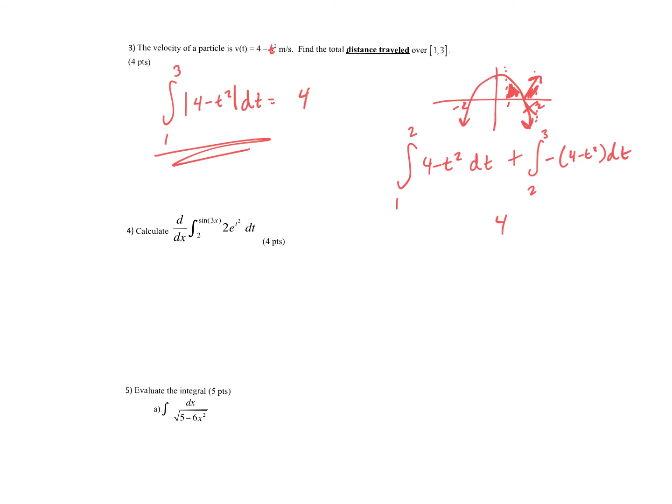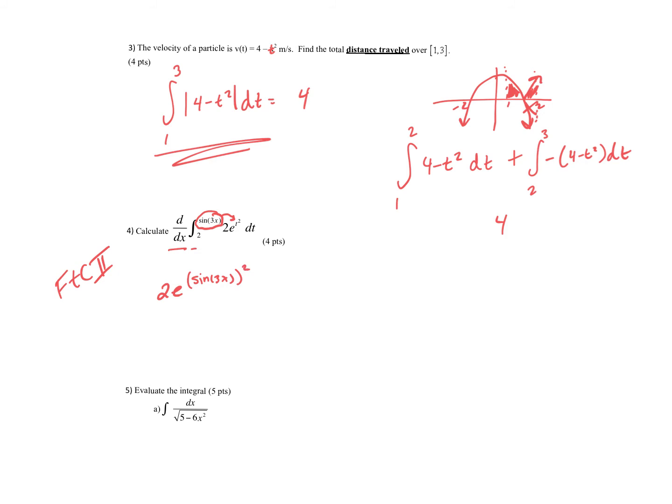Question 4. Okay, this is one you guys have to get down pat. It should be simple. You need to recognize deriving an integral. This is FTC Part 2. Essentially, you're not doing anything unless a chain rule is being introduced. So we are substituting the upper limit, or the limit that has the x in it, for the t: 2e to the sine of 3x squared.